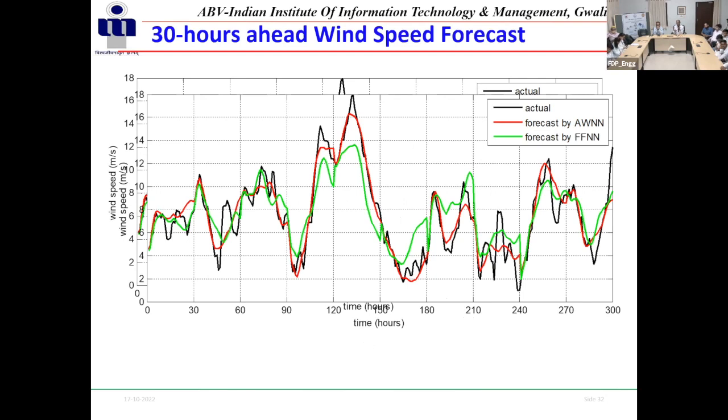So you can say 6 hours here and 24 hours going to be 30 hours. Based on that, normally 24 to 30 hours are required if you are going to play in the electricity market. And that's why 30 hours ahead. It is done one time.